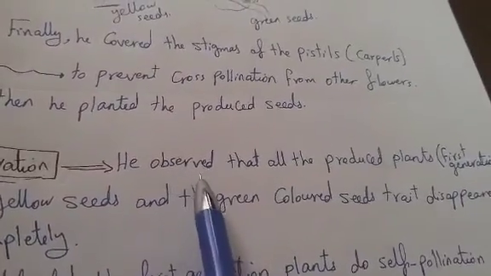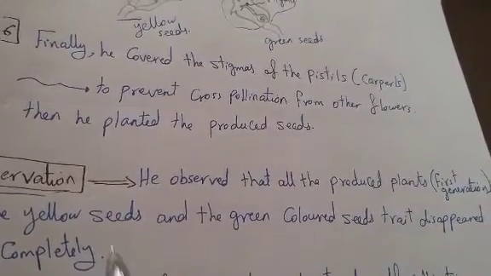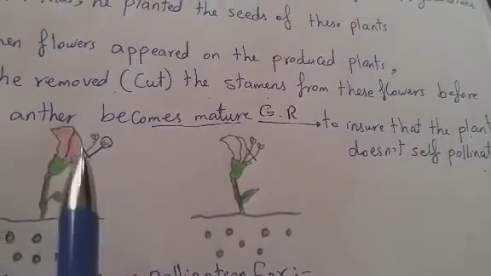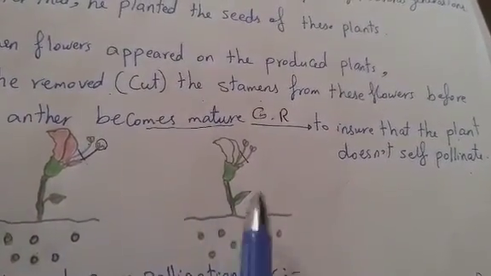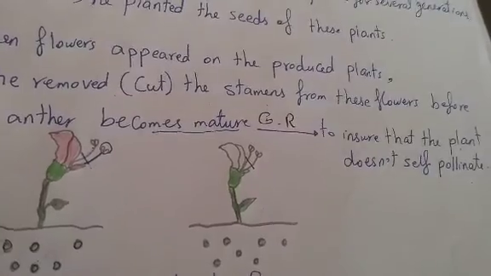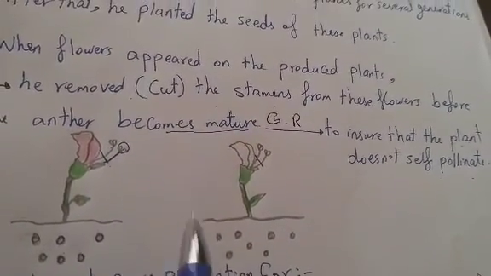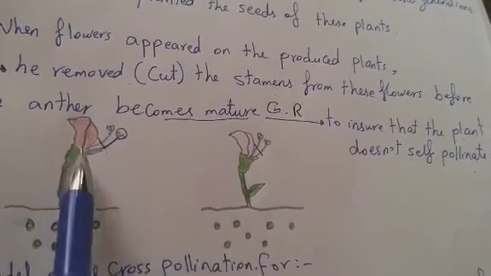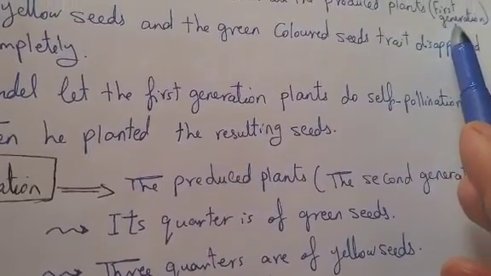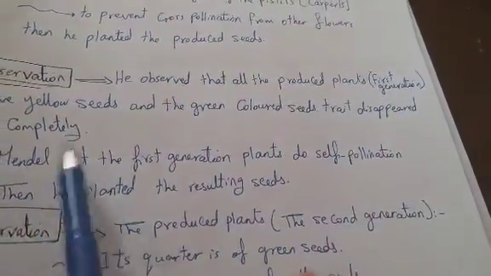Observation. What happened here? He observed that all the produced plants have yellow seeds, and the green colored seeds trait disappeared completely. So when he observed the two plants that he cut the stamen for and made cross-pollination for, pollinating the flower from yellow seeds with green pollen grains from a green flower, and the opposite, and then covered these flowers to avoid any cross-pollination and waited for producing new seeds, and took these new seeds from this flower and this flower, what did he observe? He observed that all produced plants, the first generation, the first offspring, the first babies, have yellow seeds, and the green colored seeds trait disappeared completely.